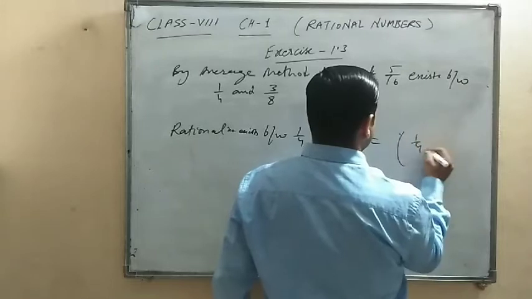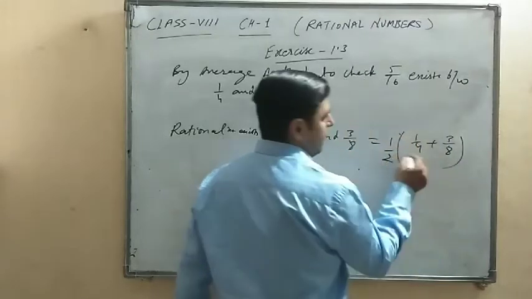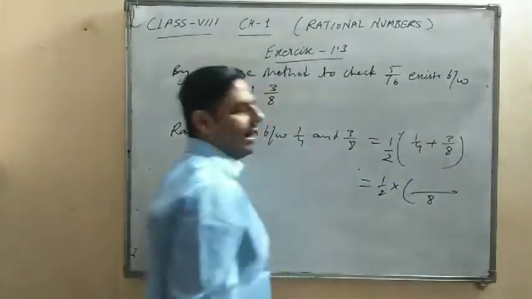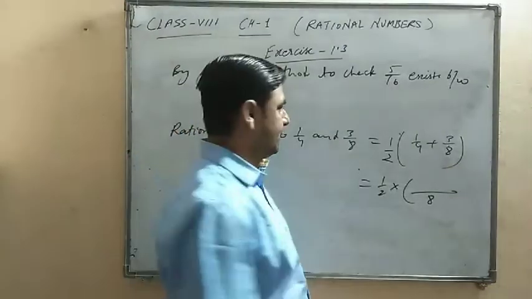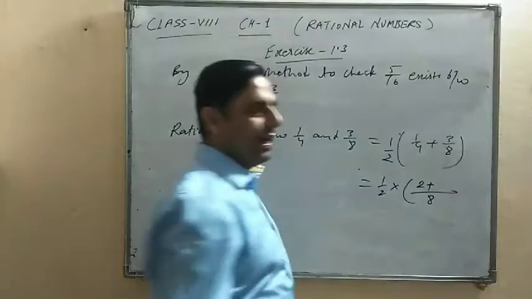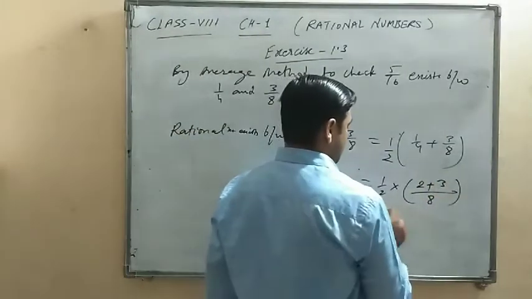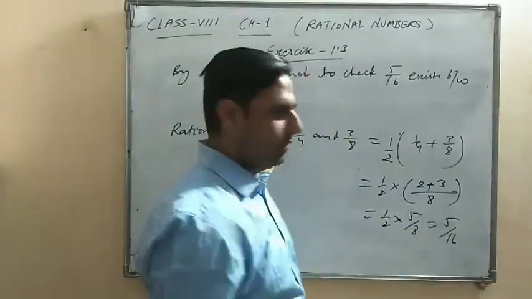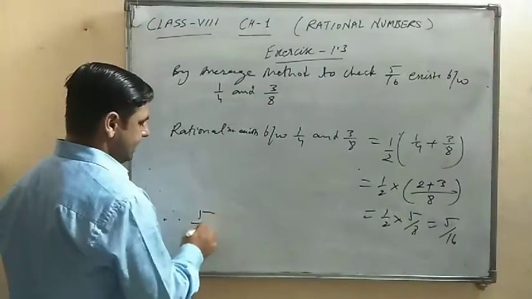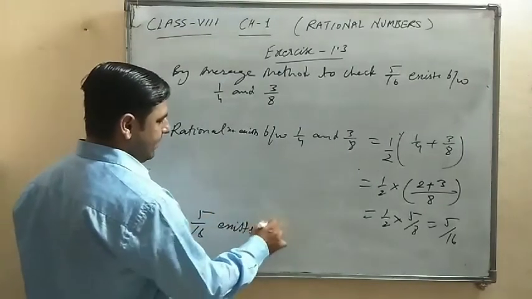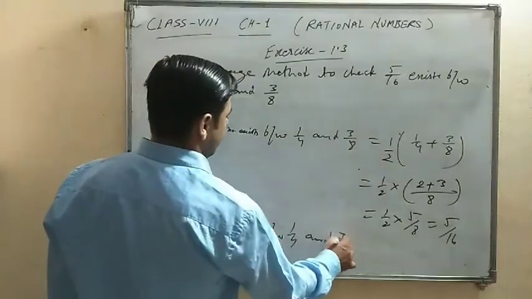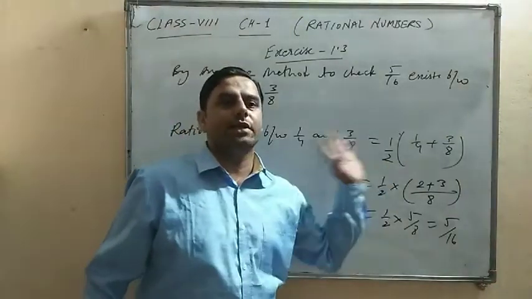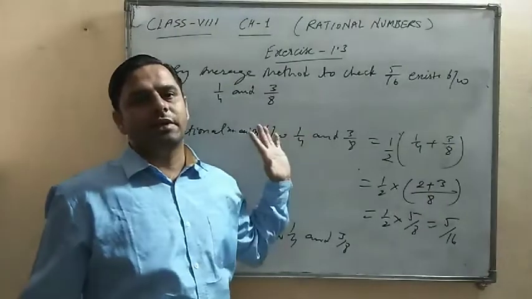So you have to sum of observation divided by total number of observation. So now we will take LCM as 8. 8 by 4, 2. 2 1 are 2. 8 by 8, 1. 1 3 are 3. So 1 upon 2 into 5 by 8. So the result is 5 by 16. So you can say that therefore 5 upon 16 exists between 1 by 4 and 3 by 8. From these methods you can find so many rational numbers between 1 by 4 and 3 by 8.